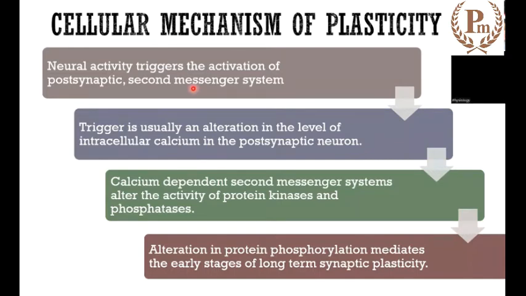So what is the trigger going to do? I'm going to get a trigger from the presynaptic end, and that trigger is going to change my postsynaptic environment. And the postsynaptic environment is going to respond by the second messenger system, where we can have the calcium dependent second messenger system, which is going to alter the activity of protein kinases and phosphatases. We are going to go into detail about it, and I'll show how it is changing and how our plasticity is going to get changed.